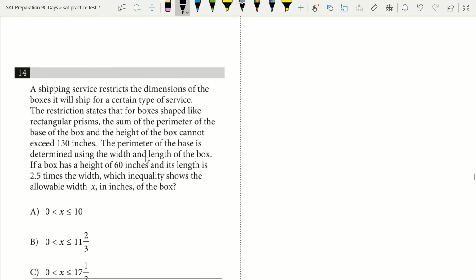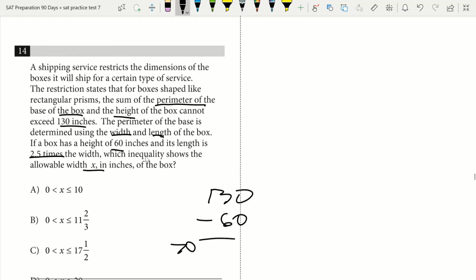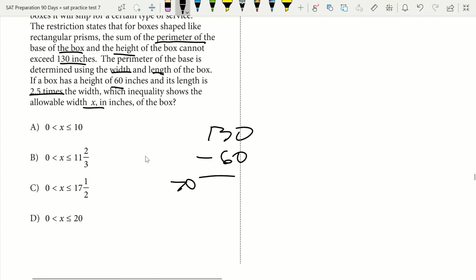Number 14. A shipping service restricts the dimensions of the boxes it will ship for a certain type of service. The restriction states that for boxes shaped like rectangular prisms, the sum of the perimeter of the base of the box and the height can't be more than 130. The perimeter is using the width and the length. Box has a height of 60, so I subtract 60 there. I've got 70 now. Now I've got its length is 2.5 times its width. Width is x. Okay, so I'm going to have 2 times 2.5x for my length perimeter. That's going to give me 5x, and then I have plus 2x for my width perimeter. That's going to give me 7x. 7x is less than or equal to 70. x is going to have to be less than or equal to 10.